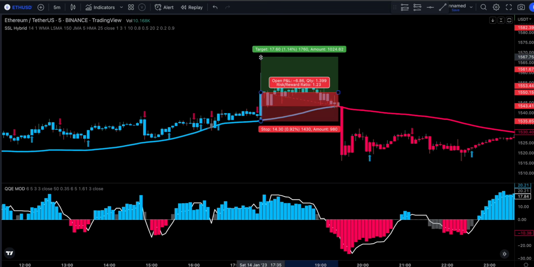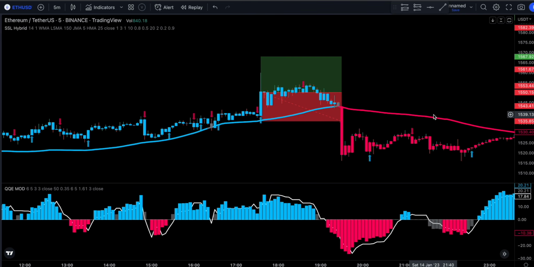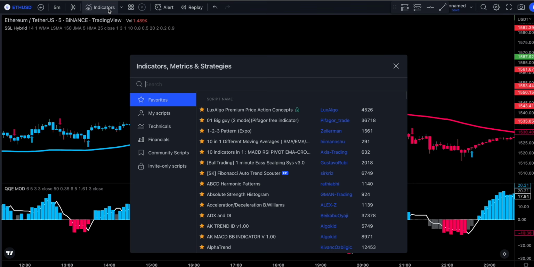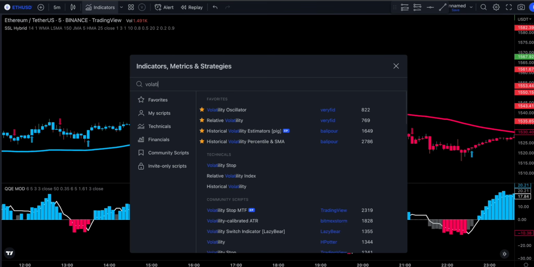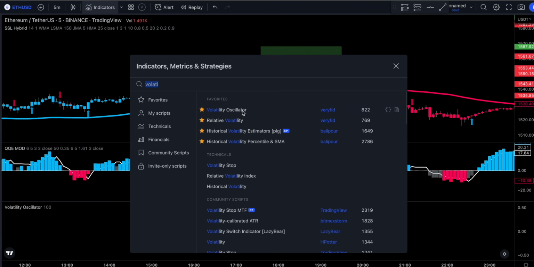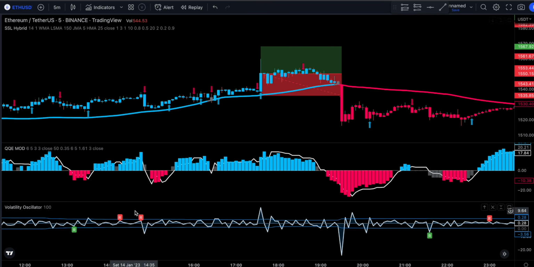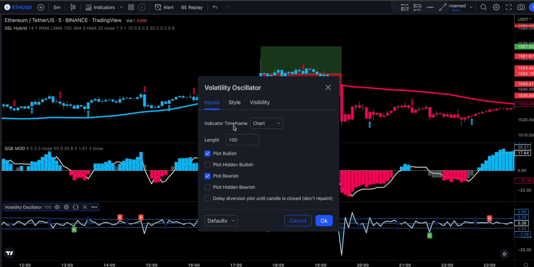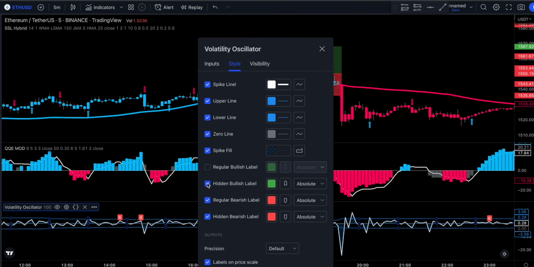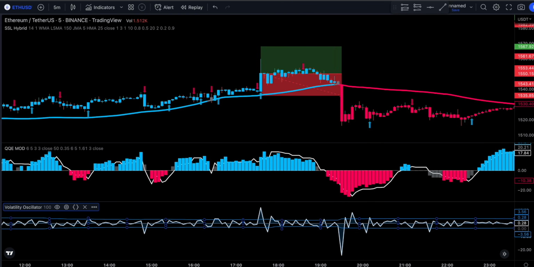Without this tool, we would not be able to eliminate all these false signals generated by the strategy. So let's add it to the chart and you will see how effective it is. This script is called the Volatility Oscillator, created by VeryFid. Once you've installed it on the chart, open its settings and uncheck some of the options. Now the strategy is complete. Let's break down the exact rules for buy and sell trades.